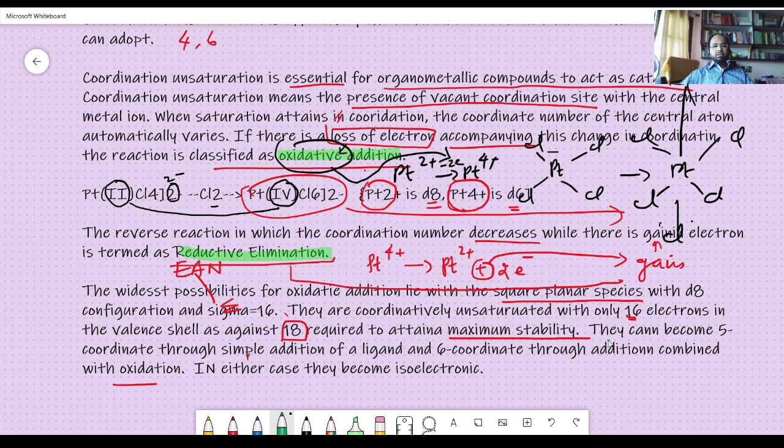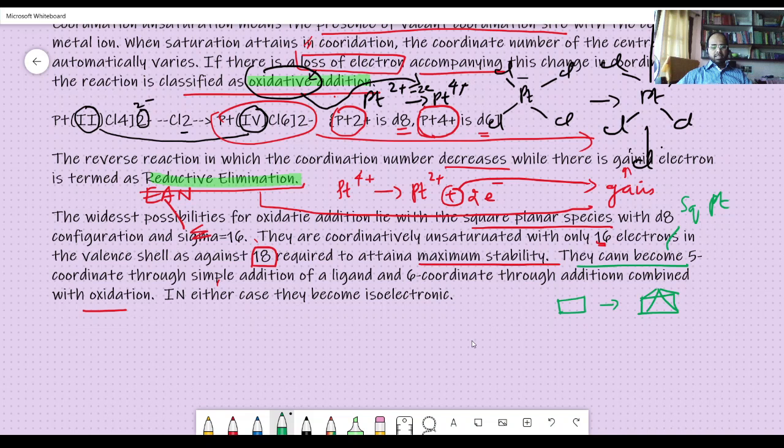Talking about the square planar complex, they can become a square pyramidal complex with simple addition of a ligand. Here you're just adding a ligand like this. So you've got 4 Cl atoms there, and now you get 5 Cl atoms here. So this is also possible.